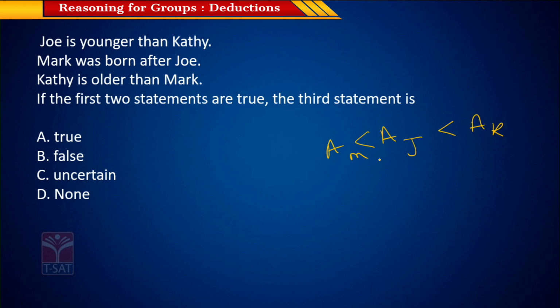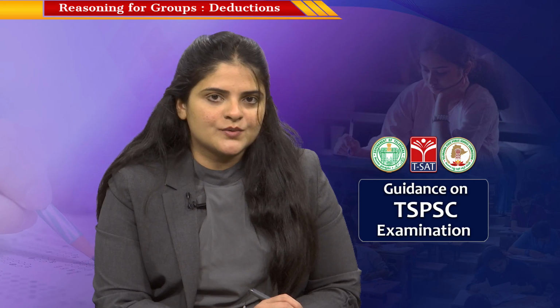And Kathy is older than Mark. So this is the third statement. If the first two statements are true, what can you say about the third statement? From here, logically, we can conclude that the age of Kathy is more than the age of Mark. So Kathy is definitely older than Mark, correct? So yes, the third statement will also be true. Let's look at the next question now.